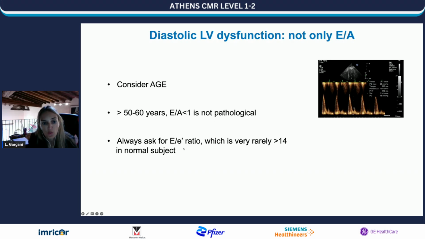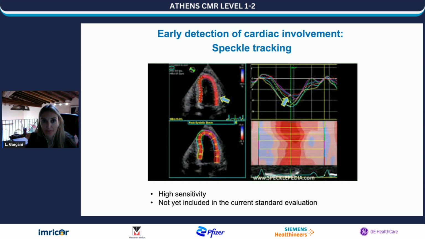And this is also why we need the E/E' ratio, which is obtained by adding the tissue Doppler analysis, which is very rarely more than 14 in normal subjects. And we can also have a lower cutoff of 9, which would identify with more sensitivity patients with indirect signs of high left ventricular filling pressure.